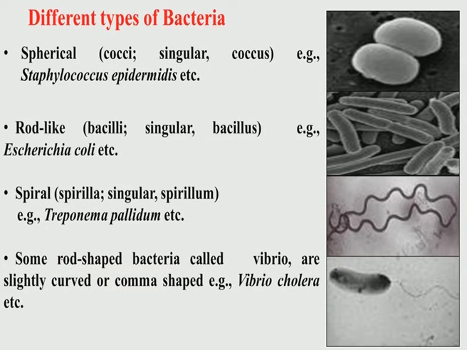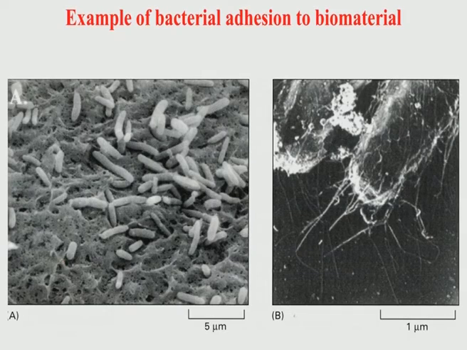So, this is the summary of what I have said just now, and this slide essentially shows you how these E. coli bacteria adhere on a material substrate. This is your porous material substrate here, and on it the E. coli bacteria are adhering. You can see the signs of the flagella from this E. coli bacteria, and these flagella are actually the sites of the firm attachment of a bacteria on a biomaterial substrate.